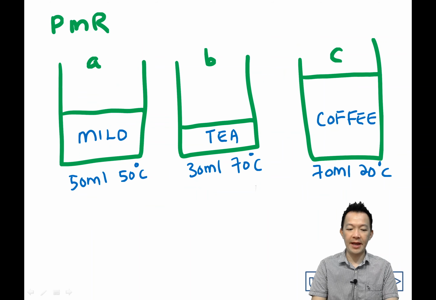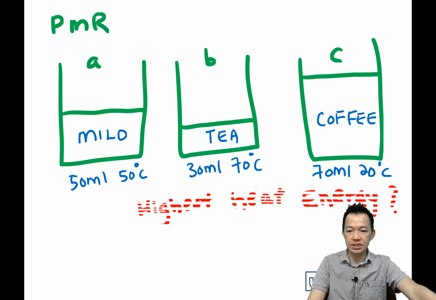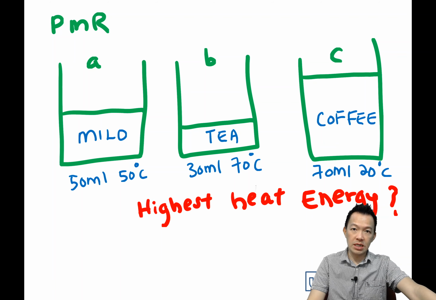不要紧张。Okay, pass here. Now we're having 3 beakers with Milo, tea, and coffee. 50 ml, 50 degrees Celsius; 30 ml, 70 degrees Celsius; 70 ml, 20 degrees Celsius. And they ask, which of the beakers contains the highest heat energy? 哪一个 beaker 里面的热能是最高最多的？Milo, tea, coffee.